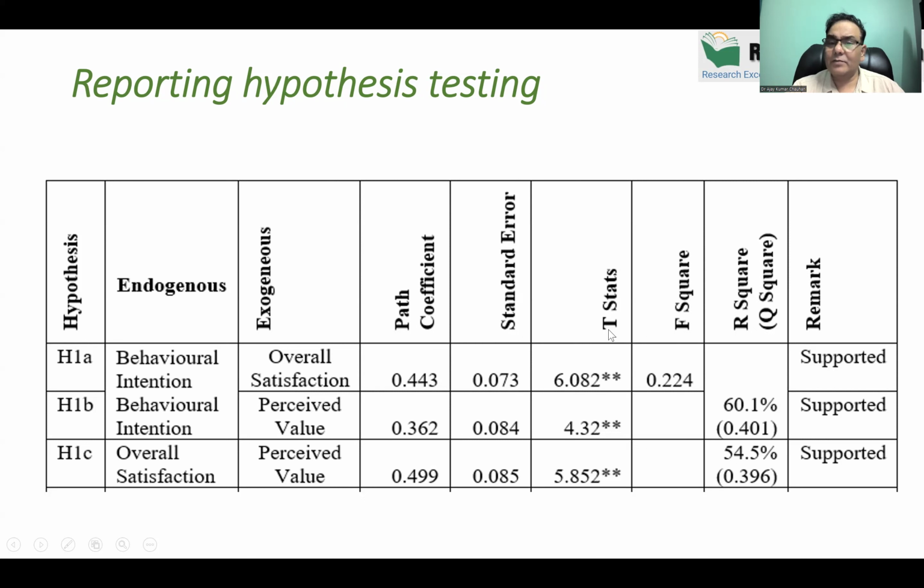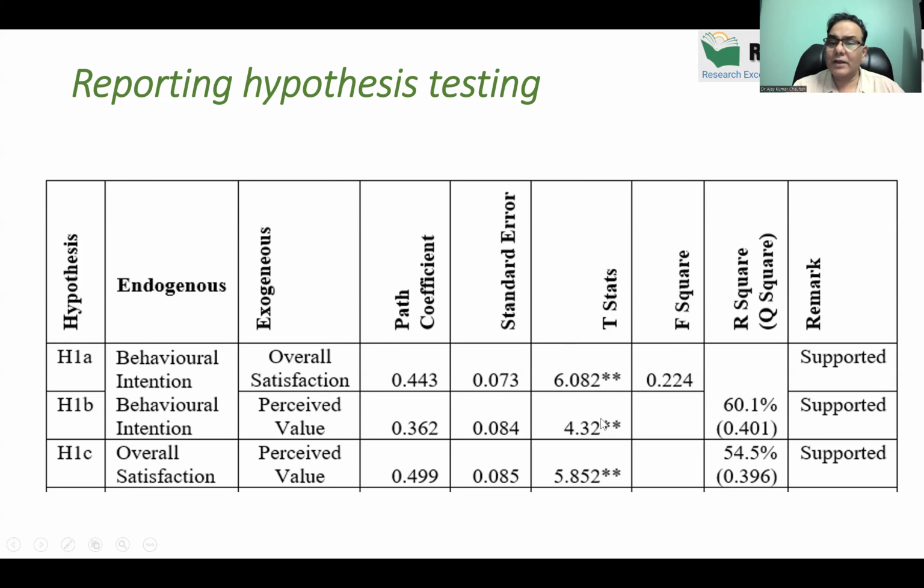And the t-test, this is the most important test. If the t-value is more than 1.96, it means it is significant. It means there is a significant influence of X on Y. So you have to check the t-test, and normally the p-value we don't report in the research paper. So only the t-value we need to report.